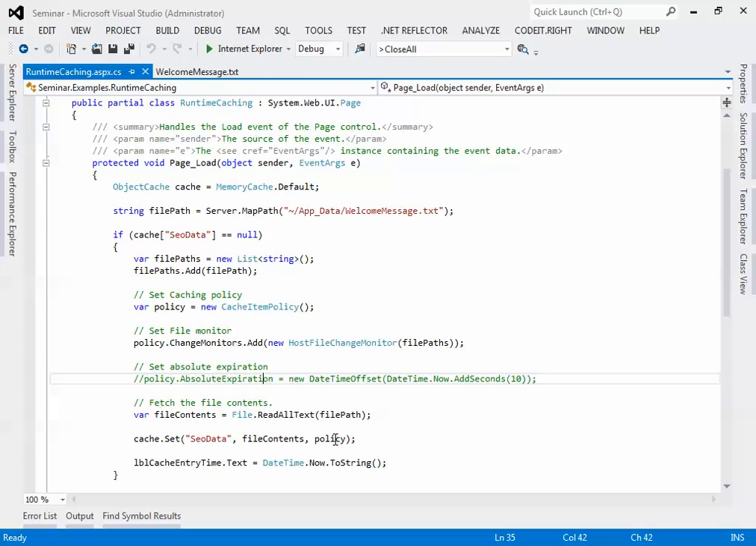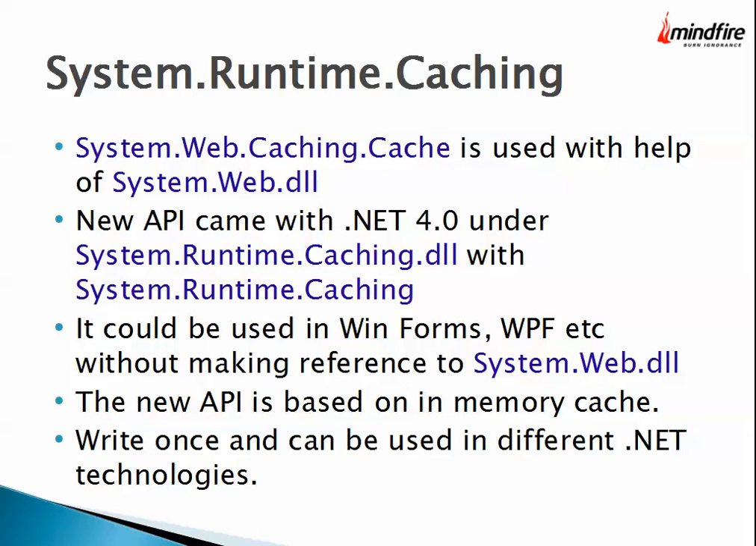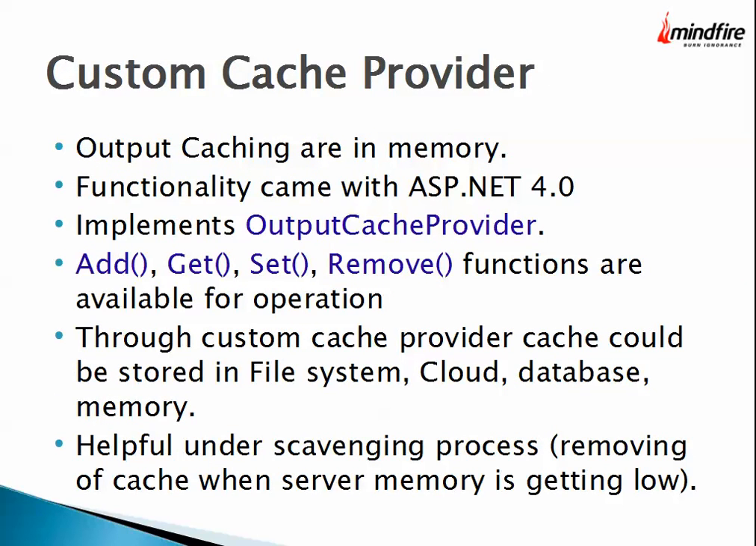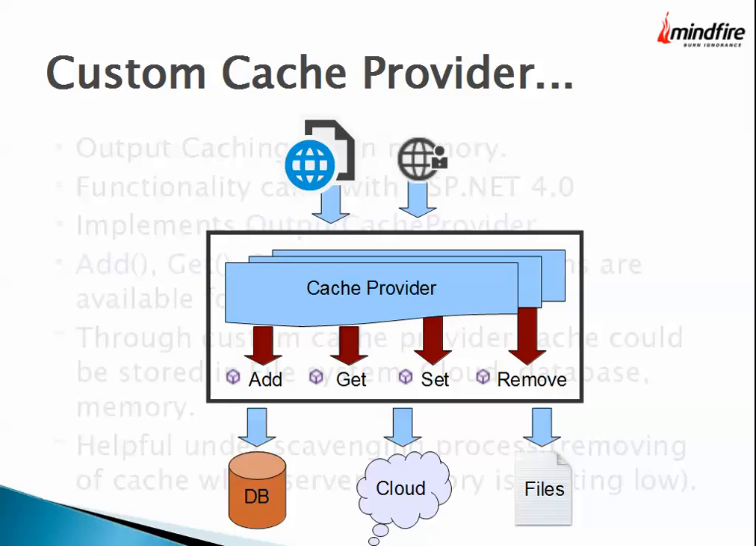So it is almost similar to the previous API, but this one is coming as a new version, and we can change it by overriding, implementing our own class. For example, it will work like the previous one, there won't be any difference. This custom cache provider, if I choose something like I have explained about the output caching, it saves into the memory.